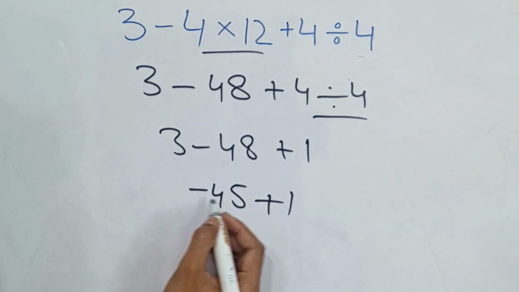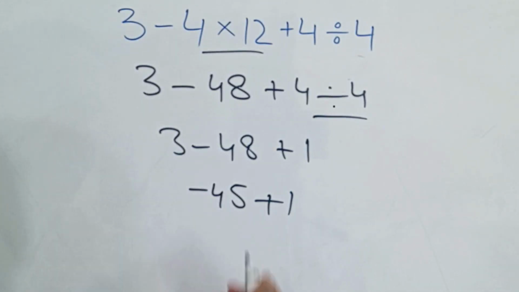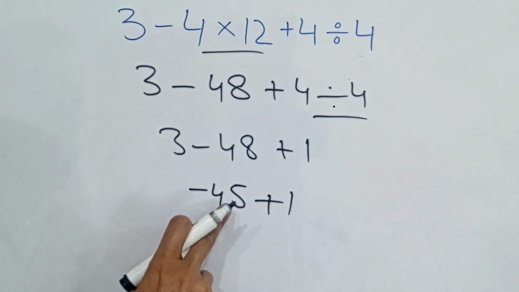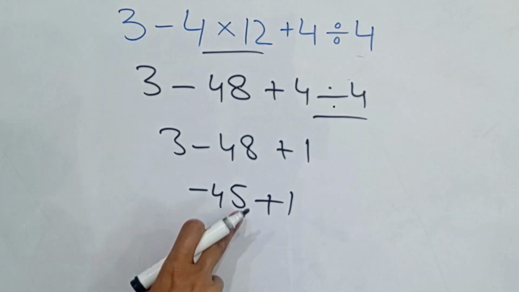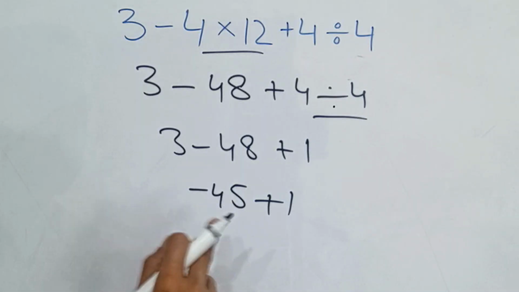Now minus 45 plus 1 equals minus 44, not just 44, right?